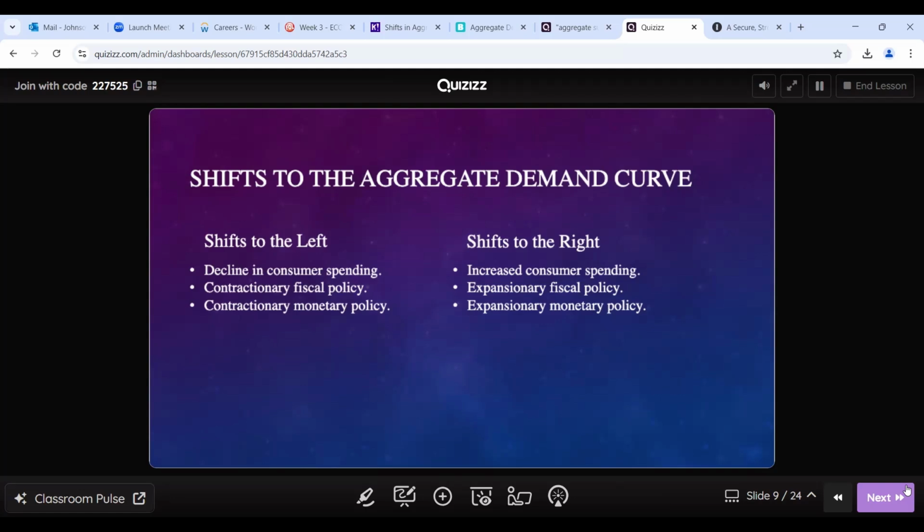Contractionary monetary policy means they reduce the money supply and raise interest rates. So contractionary monetary policy is when they increase interest rates or reduce the money supply.